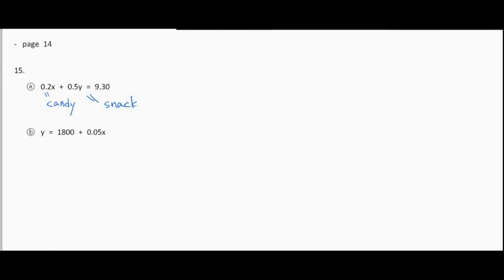And then, today I'll go to the market, and currently I have $9.3 in my pocket. So the candy is $0.2 and the snack is $0.5. And now go for B. In B, I have a base salary of $1,800 and a commission of 5%. And I guess I'll just finish 15 like this. Maybe you can make your own situations.